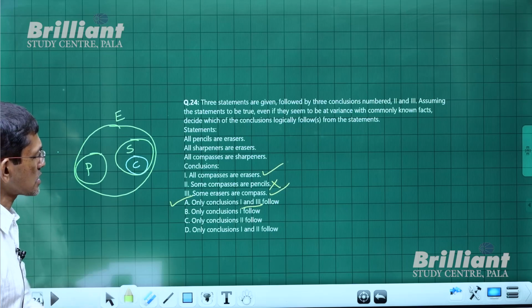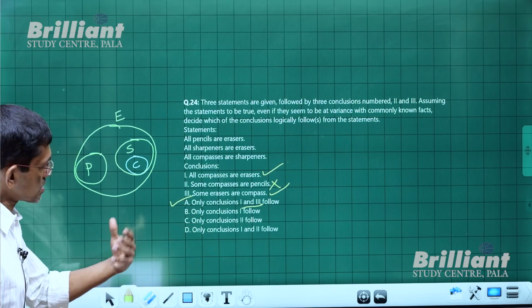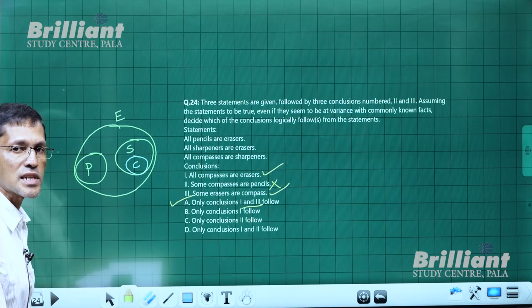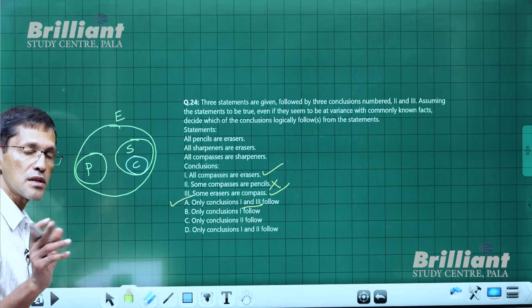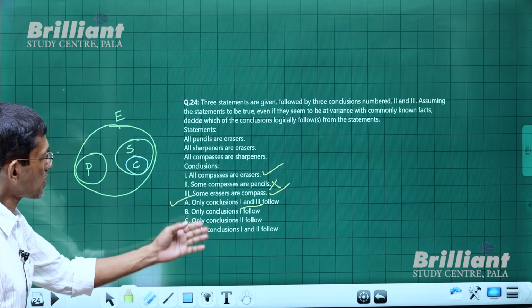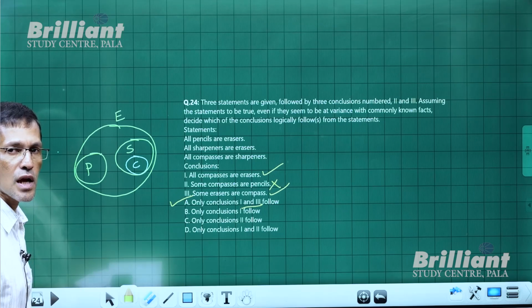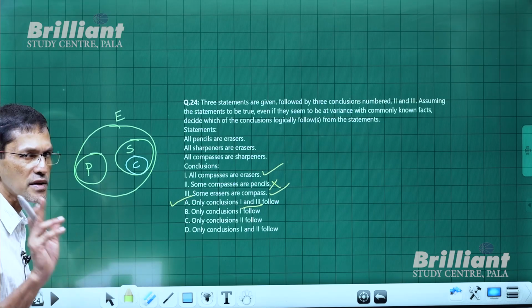Done. So this question is easier than the previous deduction question, correct? Because in the previous question we had a negative conclusion. These are all positive conclusions. It is easy for you to deal with positive conclusions rather than negative conclusions. So be aware of that.